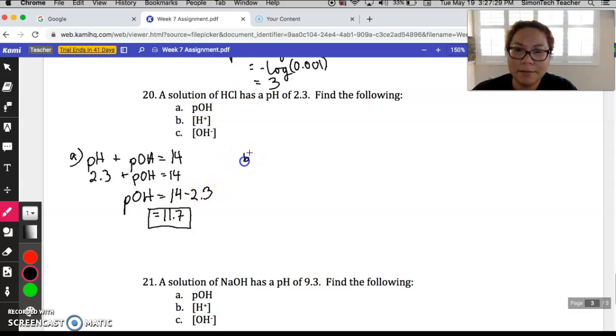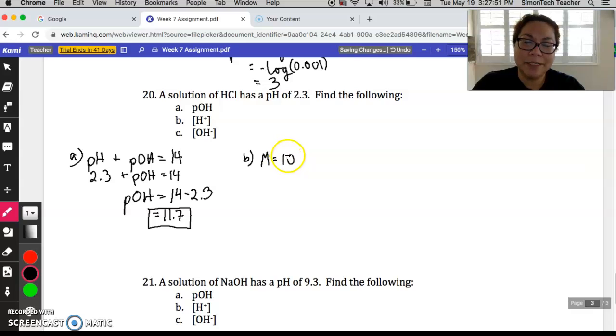Now on to B. For this part, we are now looking for the concentration of the acid. To find a concentration, remember you've got to use M for molarity, which is concentration, moles per liter. And it will be the inverse of the log. To find pH, you would do the negative log of the concentration. But the inverse of log is 10 to the power of negative pH. So you just plug that into your calculator.